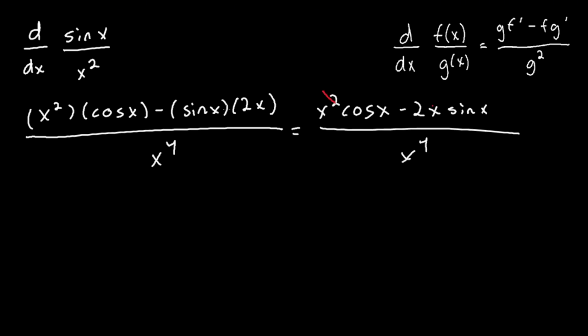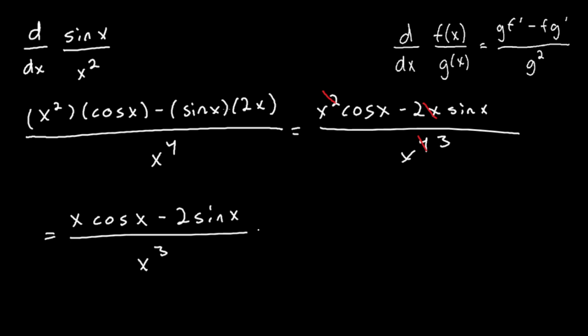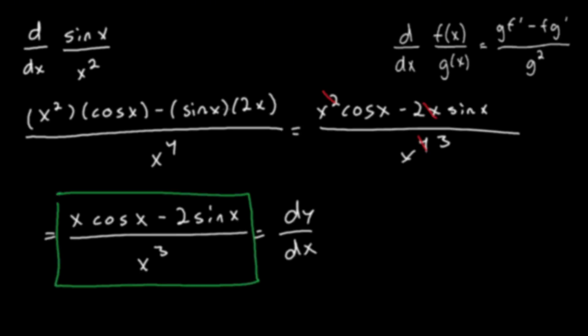Then you can cancel out the x's here, so this turns into x to the power of 3. If I rewrite this, I should get x cosine of x minus 2 sine of x over x to the power of 3. And this is equal to our derivative, dy over dx. So again, just memorize and follow the rules.